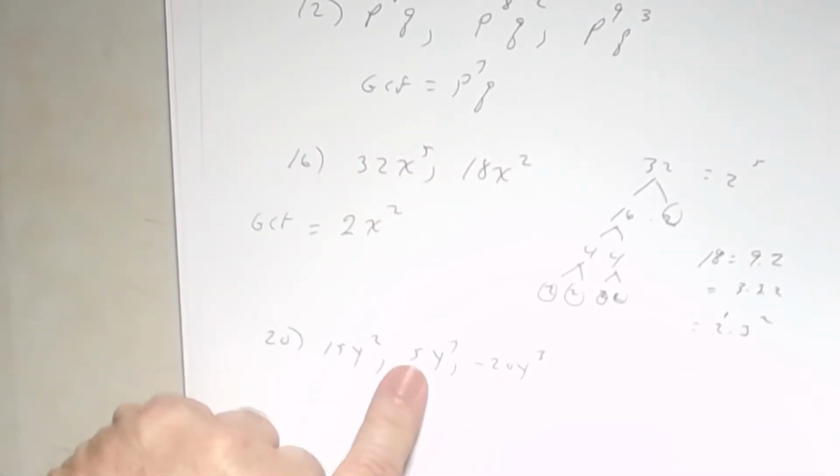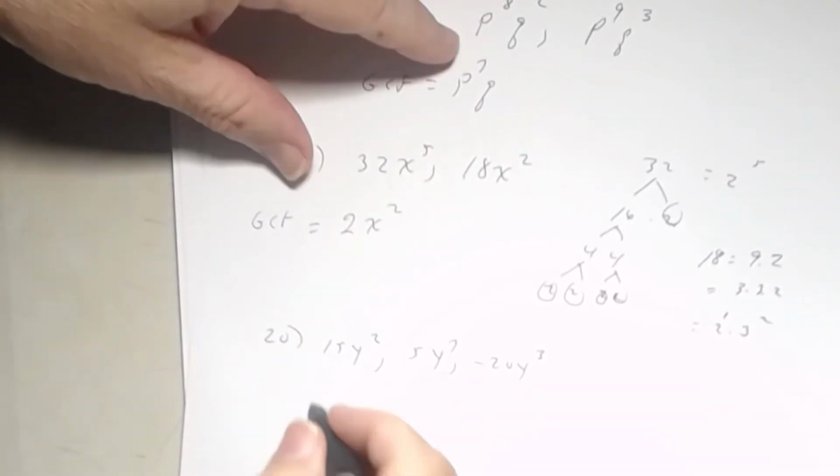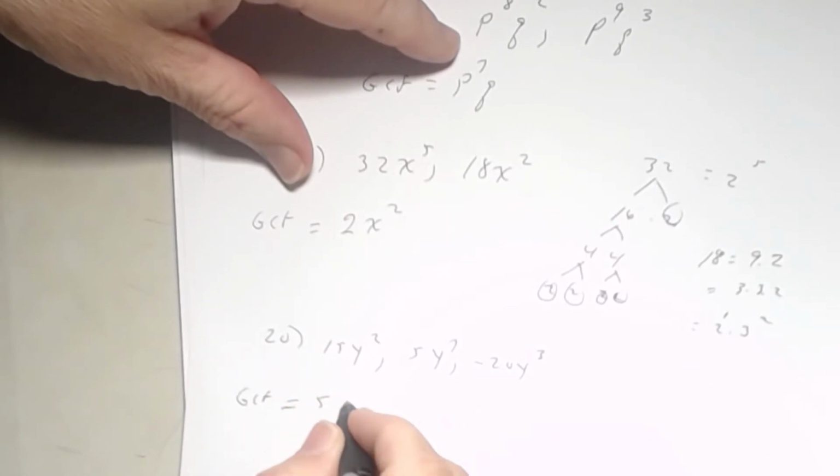Over here, what's the smallest number? 5. What are the factors of 5? It's only 1 and 5. So the only thing you can check is this 5. So 5 goes into all of them. So the GCF of your coefficients is 5, and then the variable part is y squared.